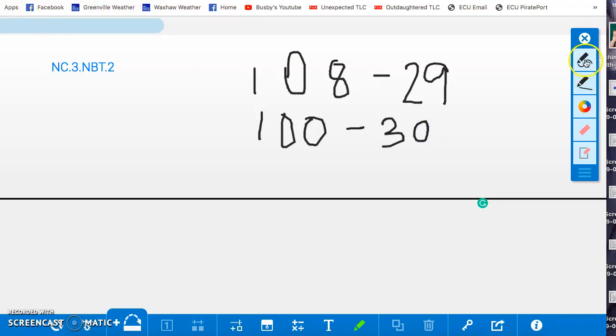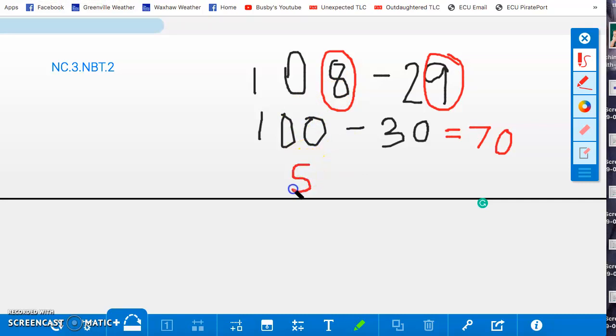It's great that we estimated and used our strategies, and we turned 108 into 100, and we turned 29 into 30. But we can't exactly forget about the numbers in the ones place. So we're going to circle those. Because we subtracted 100 minus 30, that would be 70. And then we would add, but we have from 108 minus 100, that would be 8.